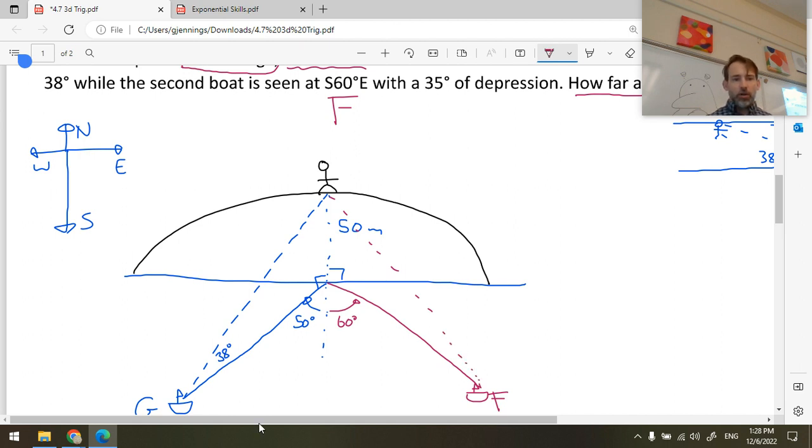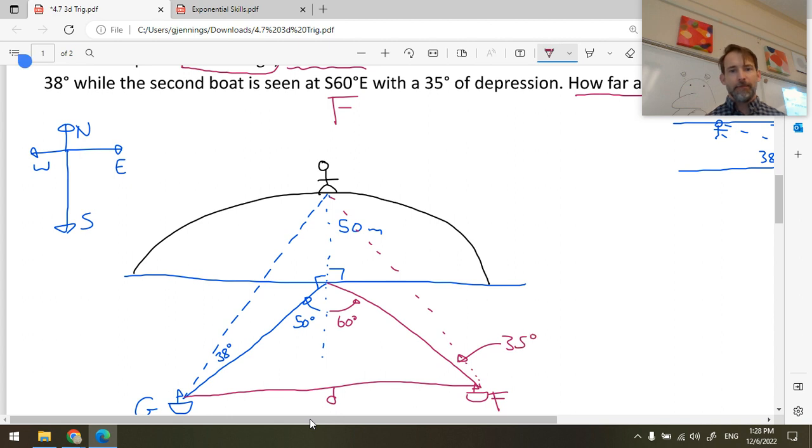And then what we're looking for to solve this problem is the distance between the two boats. So we can put that on and call it, let's call it D for distance. And we also know something about this angle here. That was a 35 degree angle of depression. So this is 35 degrees in here.